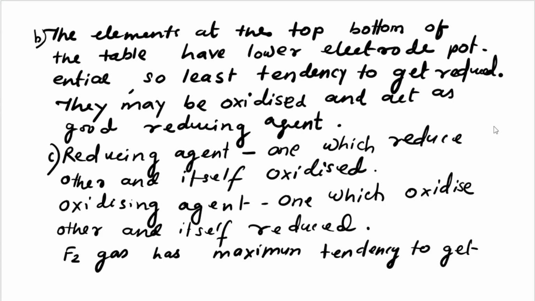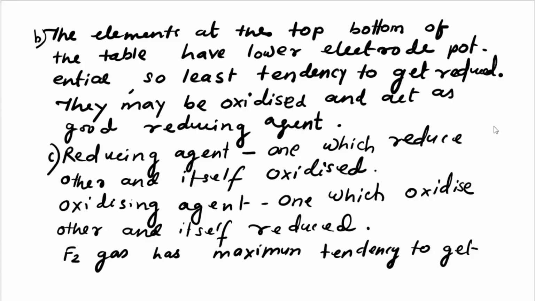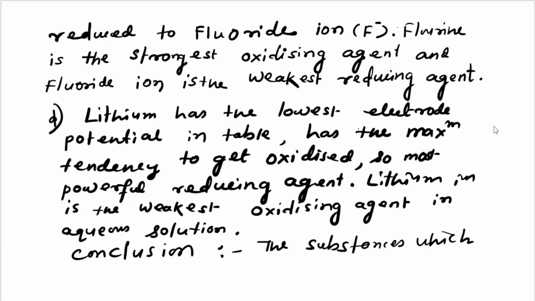F2 gas, fluorine gas, has the maximum tendency here. The elements at the top, and now reducing agent what? Oxidizing agent what? Then here you will see fluoride, which is F minus. Fluoride ion means F minus, and here fluorine is the strongest oxidizing agent.